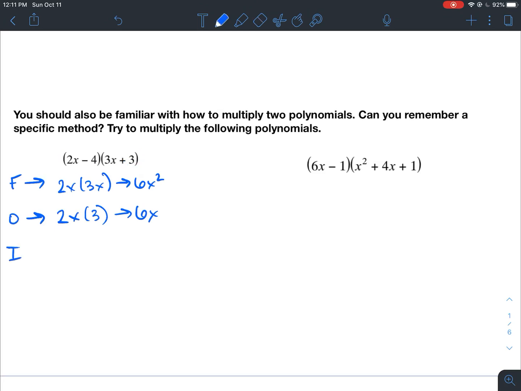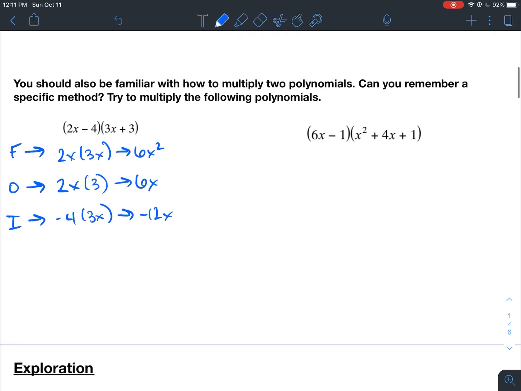Then the I in FOIL was the inner terms, which would be this one and this one right here. So negative 4 times 3x, and that was negative 12x. And then the last terms, which was just the last terms in both of them. So that's negative 4 times 3. You see what we did here is we took every term from this binomial and multiplied it with every term in this binomial.